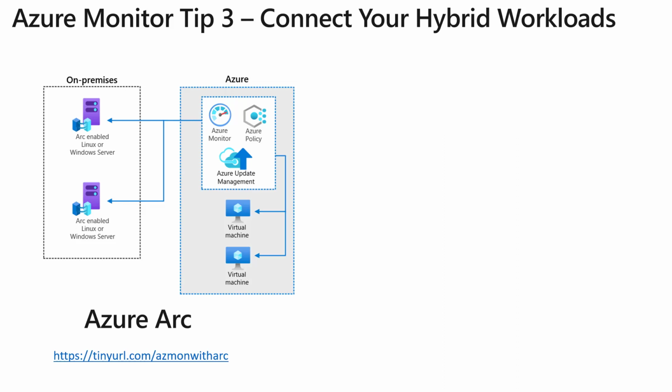The next tip I wanted to talk to you about is connecting your hybrid workloads into Azure Monitor. If you've not heard of a service called Azure Arc, you should definitely look into it. Check out the link I've got here in the slide. Azure Arc is a service in Azure that will extend your on-premises workloads, or even workloads located in different clouds like AWS, Google, Alibaba, whatever.